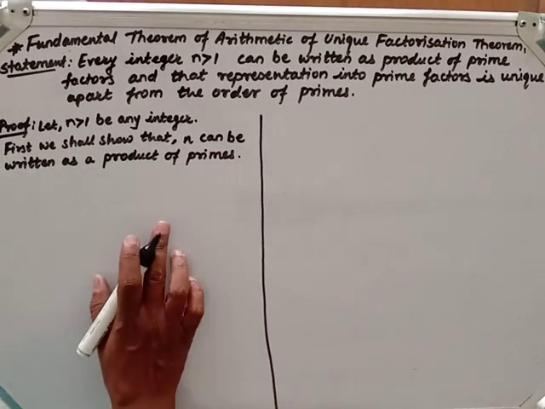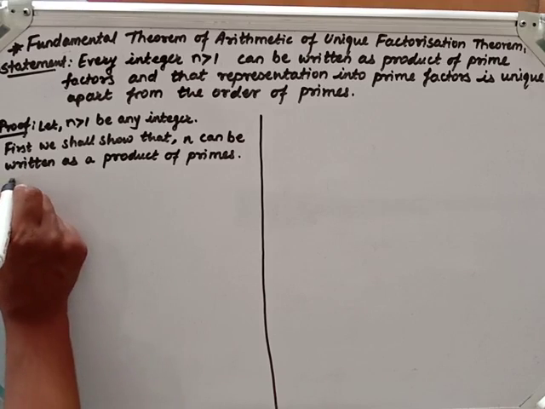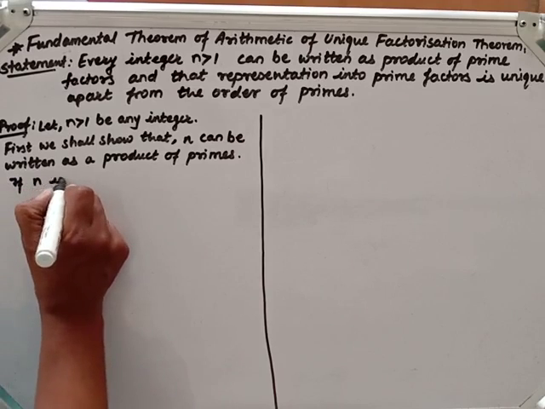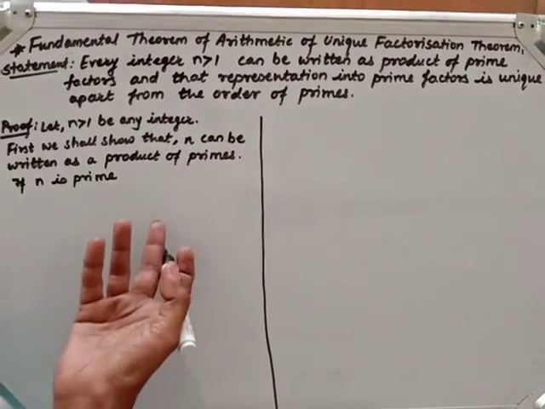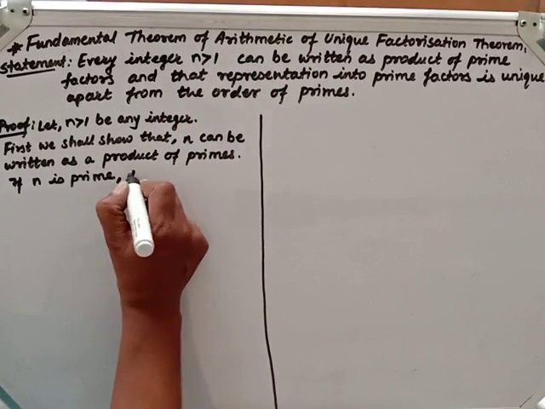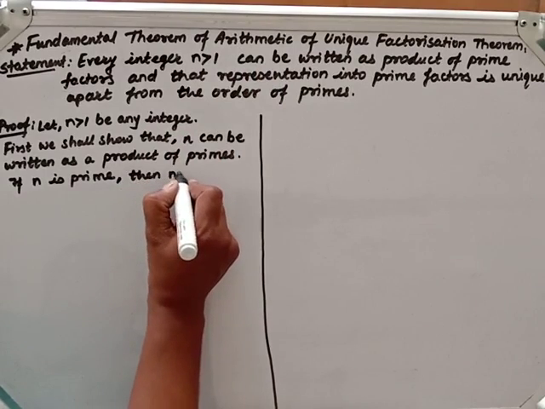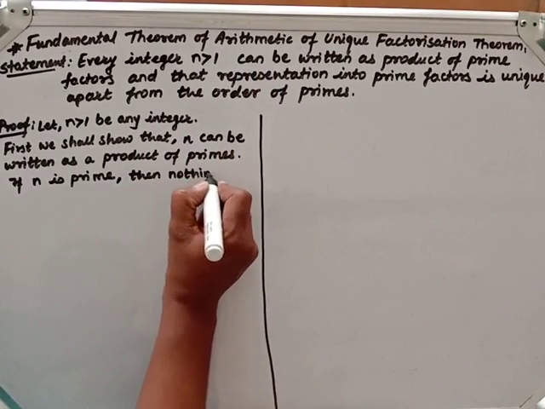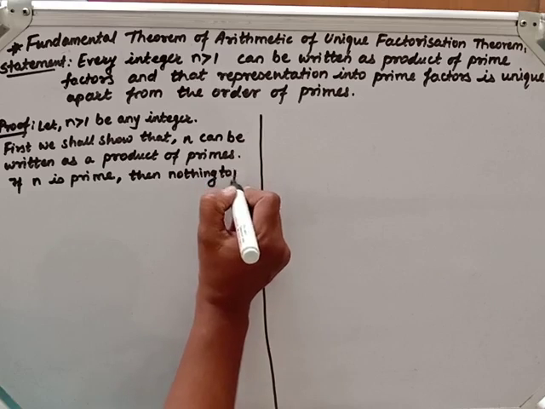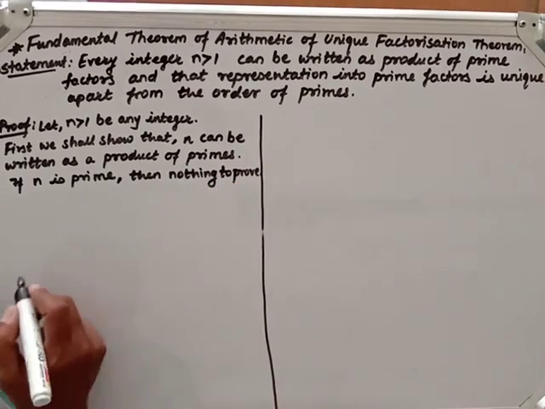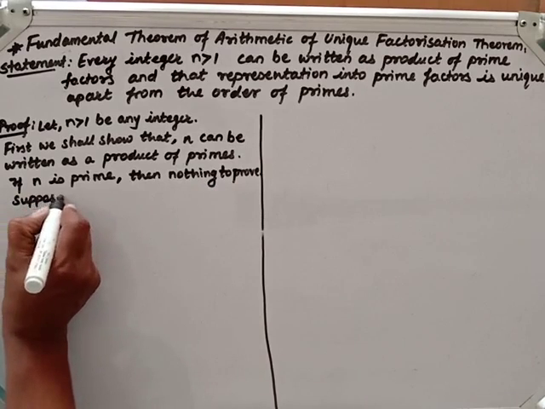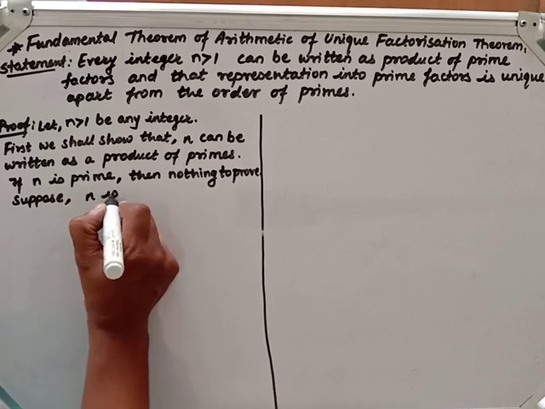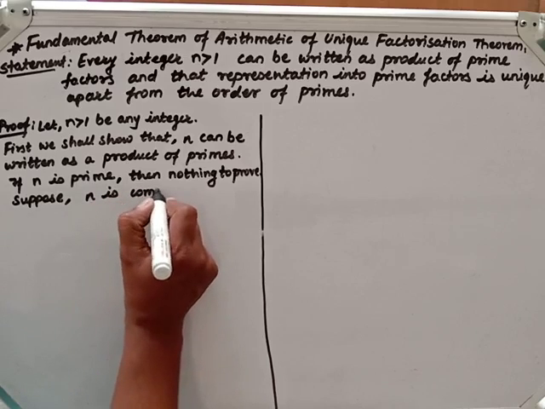Now for that, if n is prime, n is itself a prime number. Suppose n is prime, it is greater than 1 means it may be prime also. Then no need to show anything, nothing to prove. If it is a prime, then nothing to prove. Fine. But another possibility is that n is composite. Suppose n is composite.